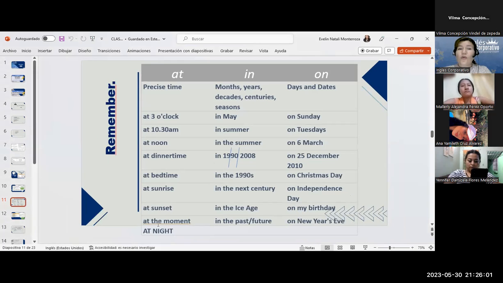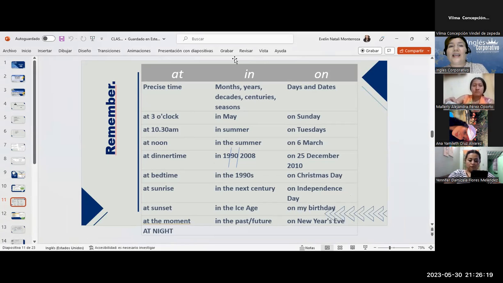En todos estos casos ocupamos at. No podemos decir in the sunset, in the moment, right? So you say at the moment, right? At 3 o'clock, you don't say in 3 o'clock. So you say at 3 o'clock.